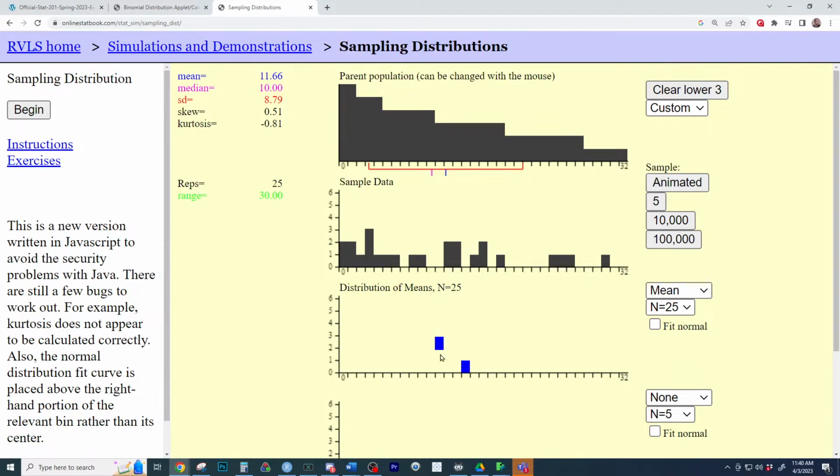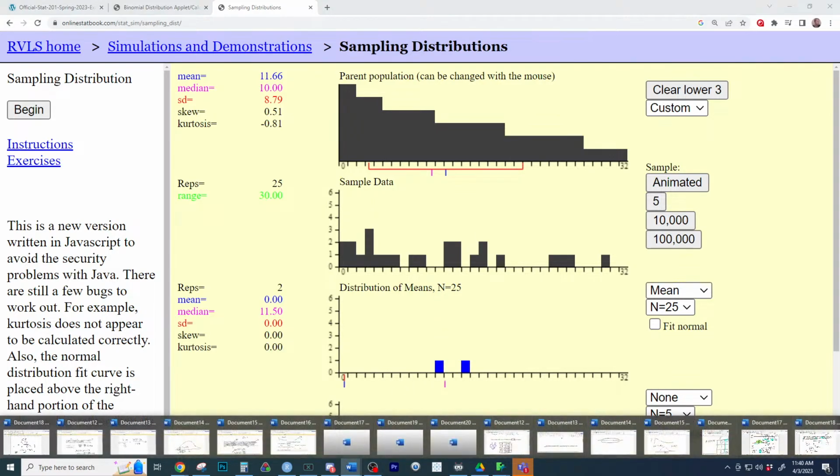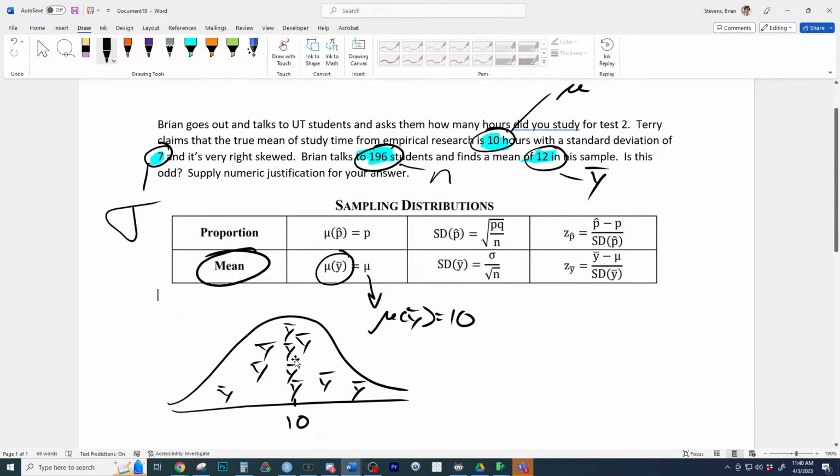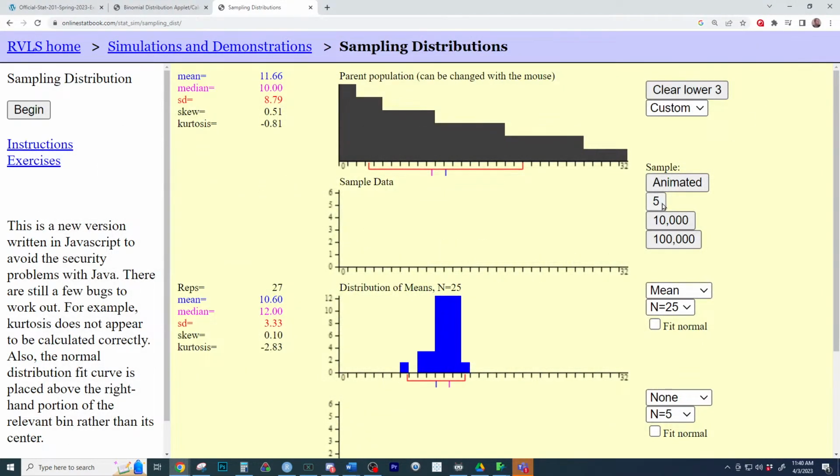So every blue dot right here is a sample mean, and that's what I'm drawing right here when I show you these y bars. Every y bar here is a blue dot, and if we repeat this process over and over again, it'll actually build a curve, and the curve will be two things, more this, and that's what the central limit theorem tells us. The curve down here of the sampling distribution will be more normal and with a smaller standard deviation.